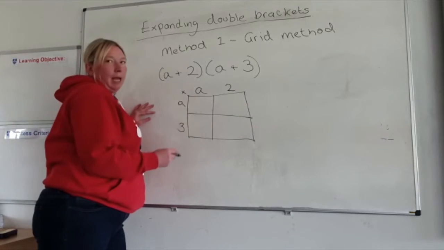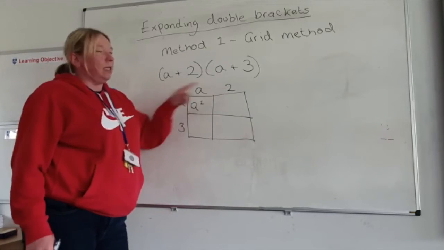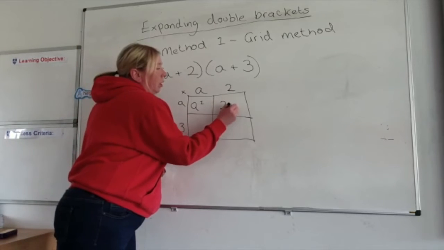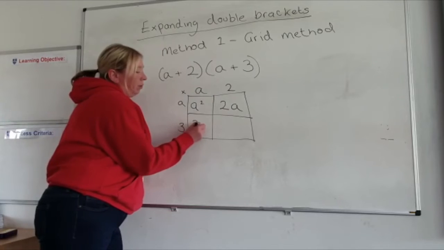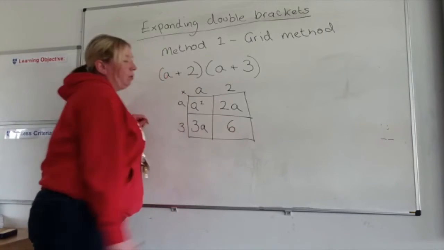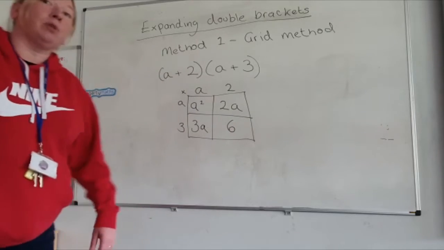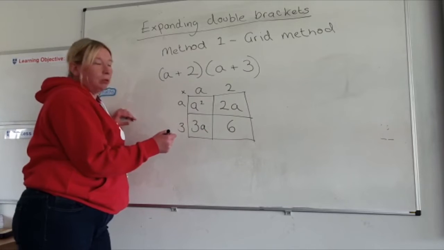Now this is just a multiplication grid. So a times a will give you a squared. A times 2 gives you 2a. A times 3 will give you 3a. And 3 times 2 will give you 6. Now you have to bring in a further skill by collecting like terms.